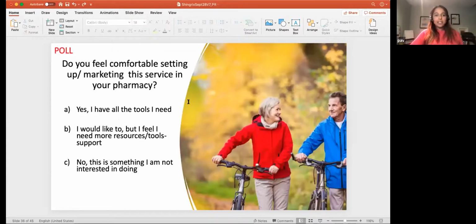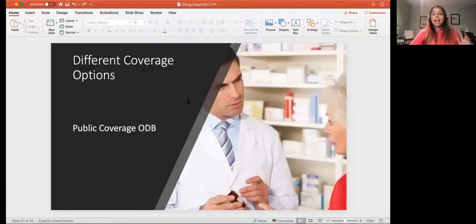And I just wanted to touch on the fact that if all of you feel comfortable or able to have this service promoted or marketed in your pharmacy, probably most of you do, but for those who don't, there's a lot of services as well as tools that are available online, mostly free of charge, that can really help you design your pharmacy to meet your patients' holistic needs. And I have 2 minutes, but I really want to touch on different coverage options because it's so important.